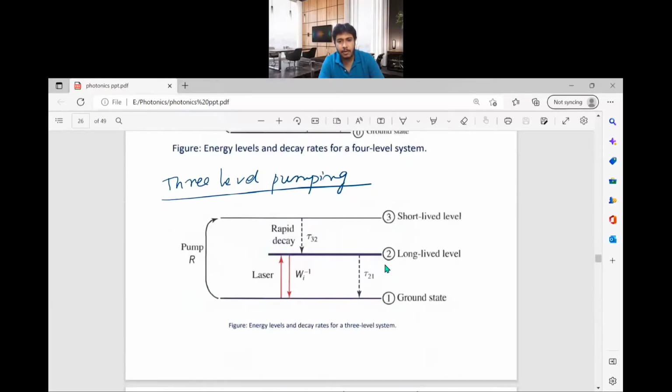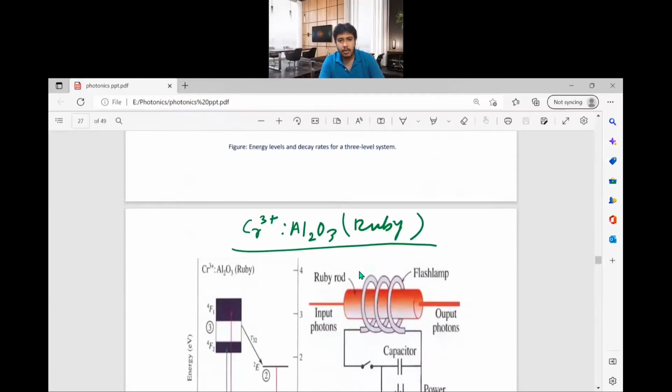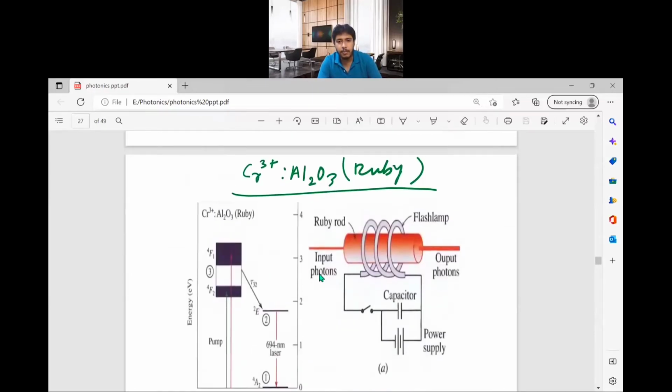Now the 3 level system relates to the ground state. You have the intermediate state and the higher energy state. You have the pump. The electron will be in the higher energy state, short-lived. They will rapidly decay to this intermediate state or the metastable state. They are long-lived, so they can stay here for a long time. If a photon hits this level, you can have the laser from this level 2 to level 1. So this is the three level system. Now this is the ruby laser.